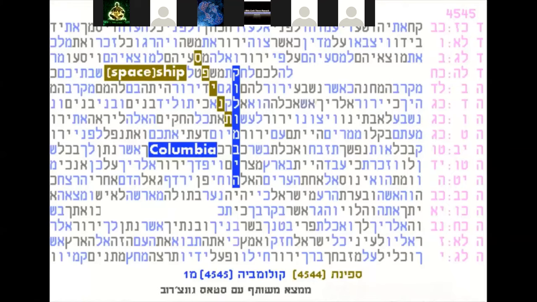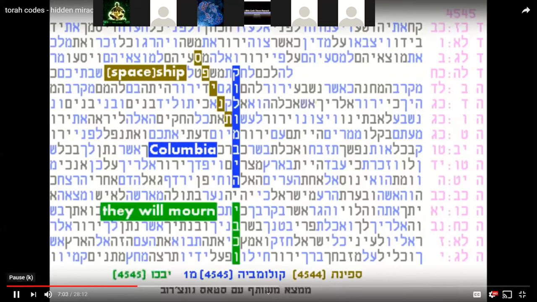For example, Spaceship Columbia. This is the best meeting of those two words, Spaceship with Columbia. We'll see. Yeah, so something I just noticed in here, with the word spaceship, is I see the word judgment in there. And you guys remember when Columbia broke apart? I remember that day. It came down in Texas and in Louisiana, but I just saw that word there, judgment. Connected to that is the word they will mourn in Hebrew.